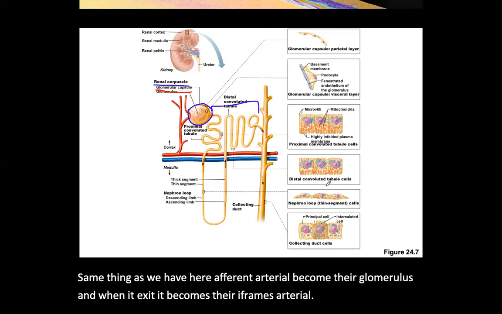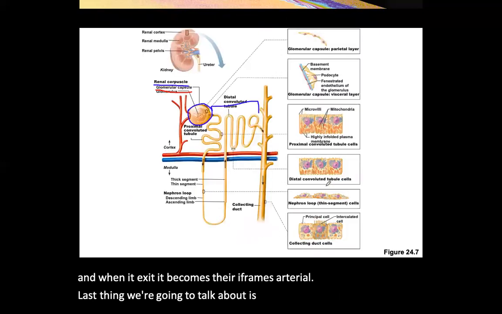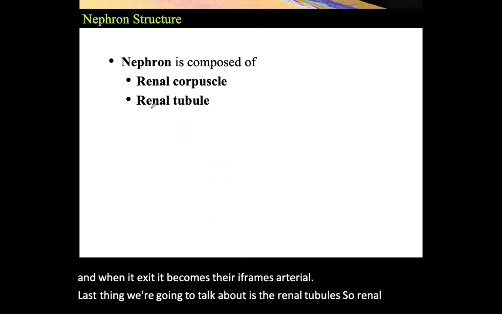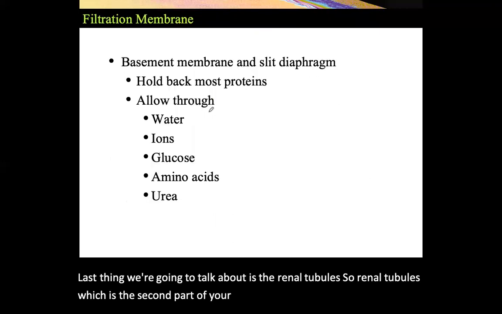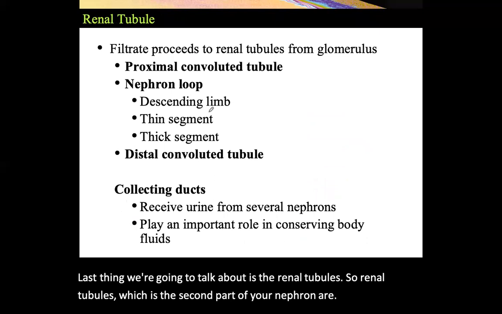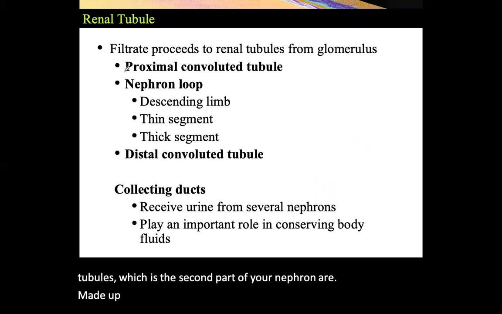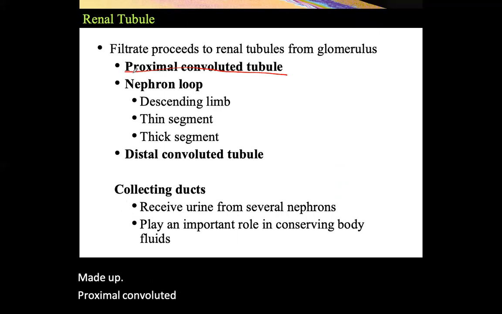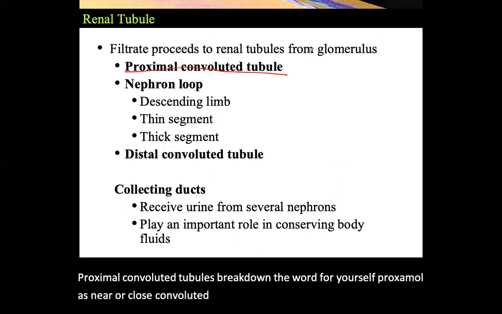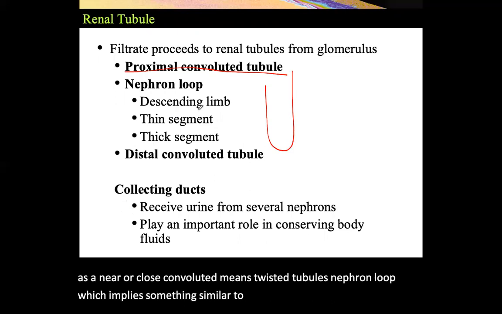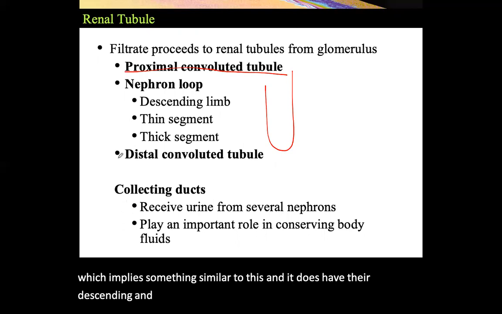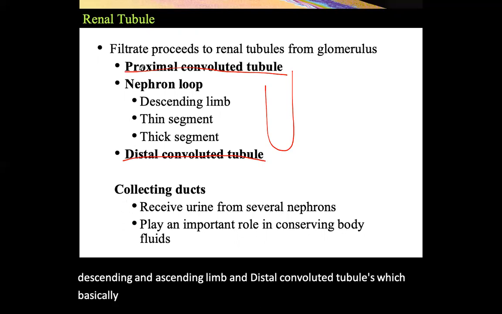The last thing we're going to talk about is the renal tubules. The renal tubules, which are the second part of your nephron, are made up of the proximal convoluted tubule. Break down the word for yourself: proximal as in near or close, convoluted meaning twisted tubules. Then the nephron loop, which implies something similar to this, and it does have the descending and ascending limb. And the distal convoluted tubule, which is basically the opposite of the proximal, and that empties into what we call collecting ducts.